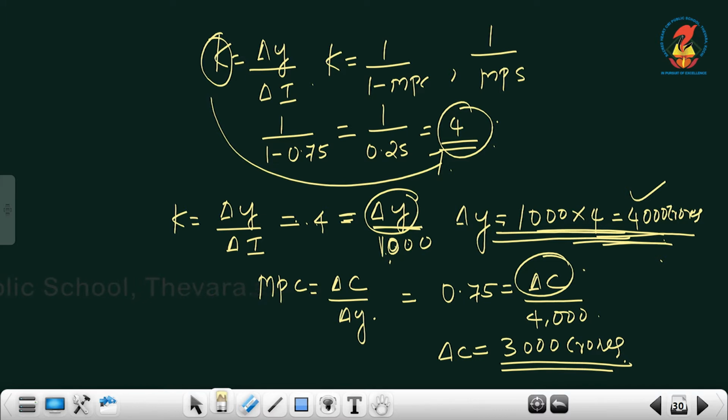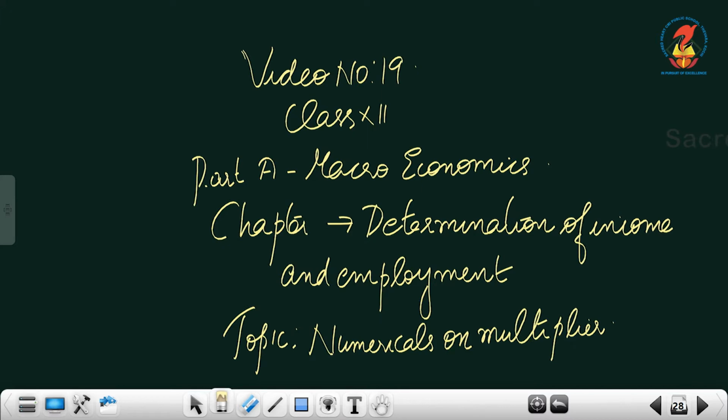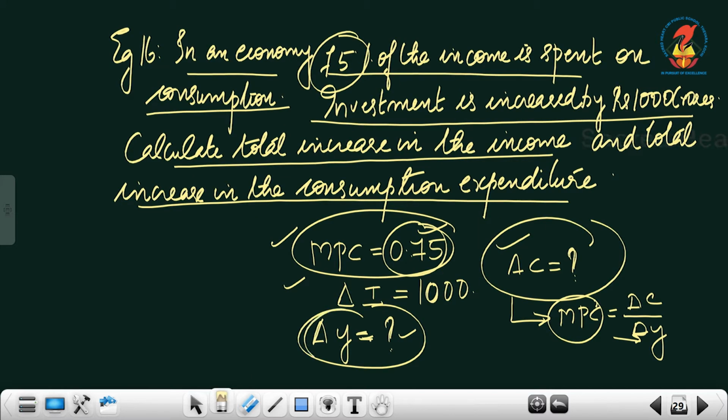Value of delta C is 0.75 into 4000, which will give you 3000 crores. So delta C is equal to 3000 crores. Now you found the value of both delta Y as well as delta C.